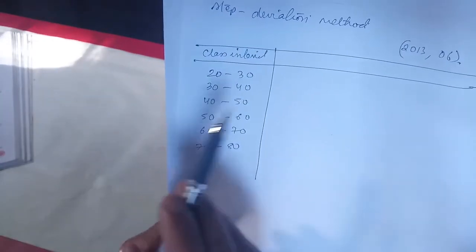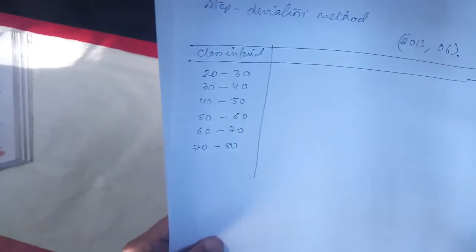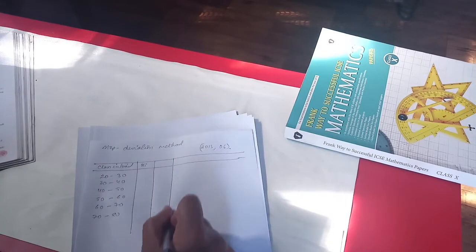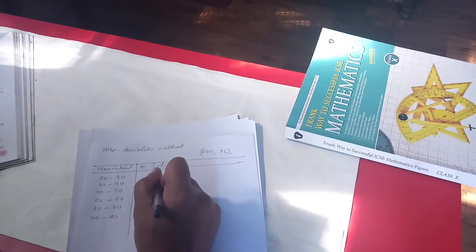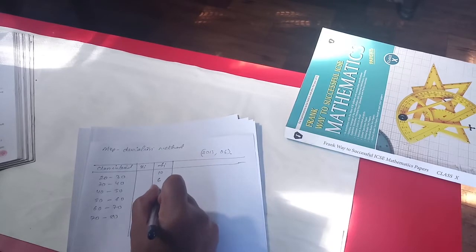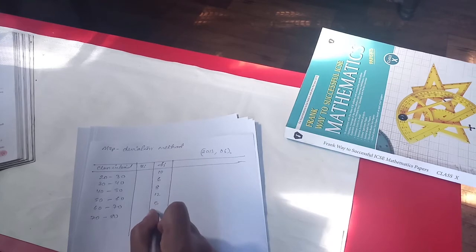If you see there, the next column should be what? You have to keep it for class mark xi, that is xi. Keep it like this because this has to be calculated. And the third column you will keep for frequency. In the question the frequency is already given to you. So what are the frequencies given for the classes? In the first interval 10, second it is given 6, third it is given 8, fourth 12, and the fifth and the last class interval frequency is 9.